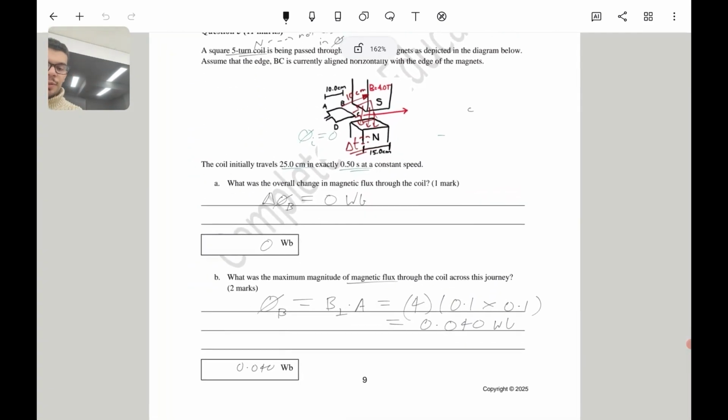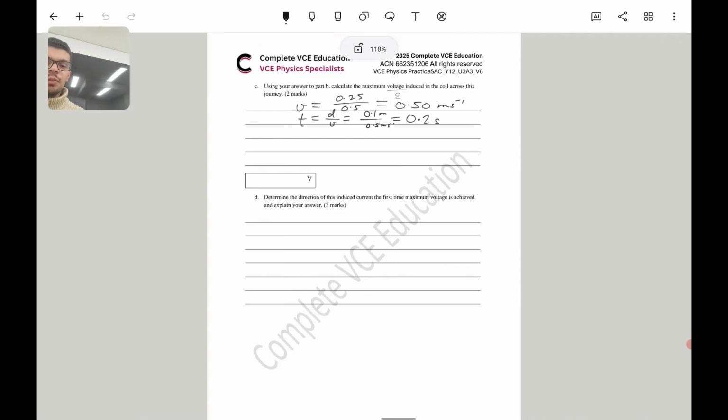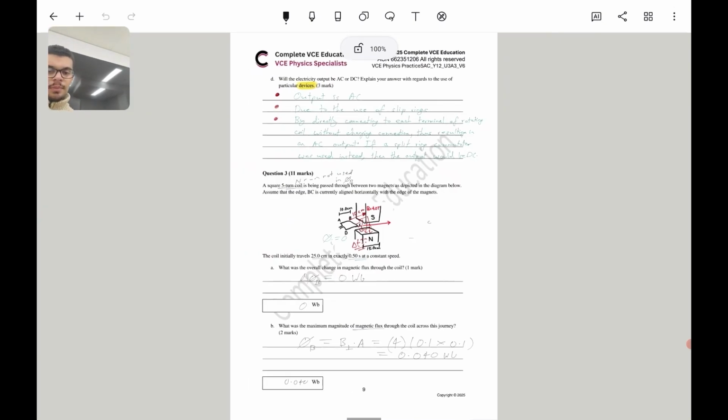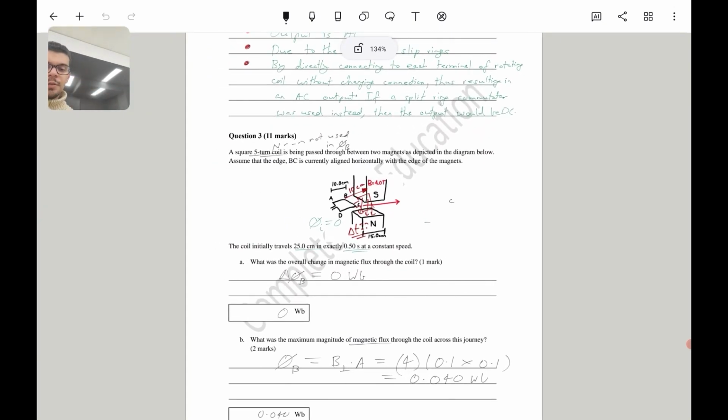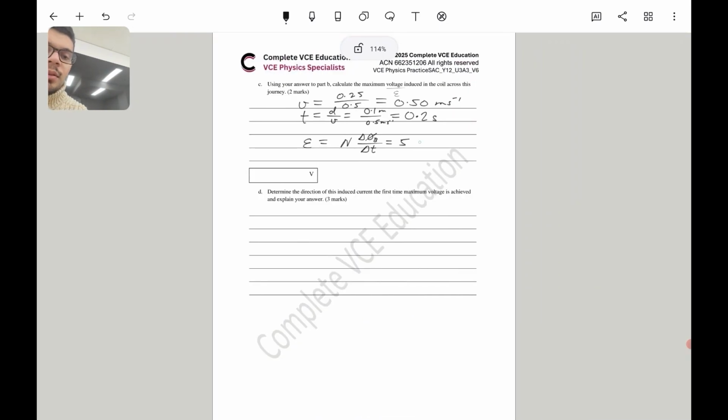Now afterwards we can figure out the EMF from this calculation. So the EMF will be equal to N delta flux over delta T. N here is 5, time we know, change in flux we know. 0.2 seconds, multiply this by 0.04.